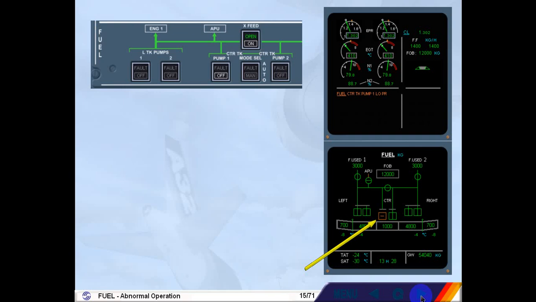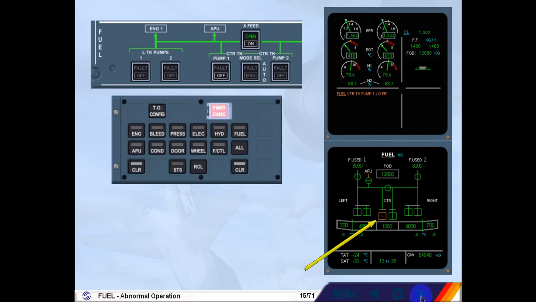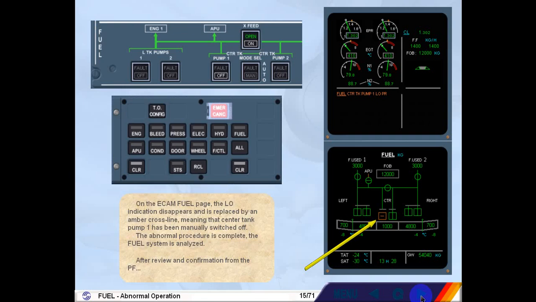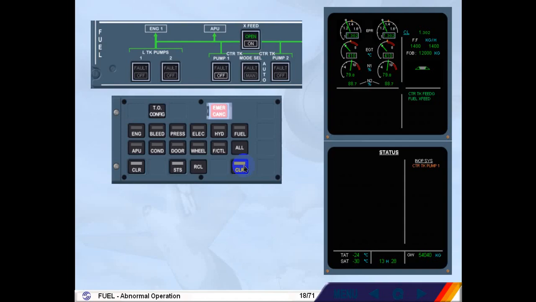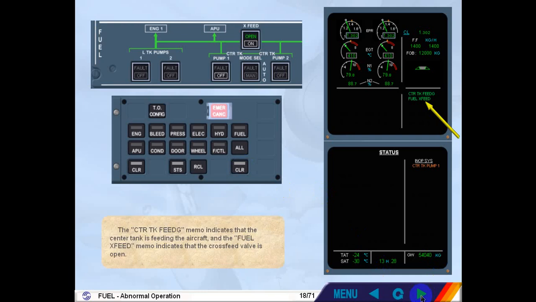The fuel system is analyzed. After review and confirmation from the pilot flying, clear fuel. The center tank feeding memo indicates that the center tank is feeding the aircraft, and the fuel cross-feed memo indicates that the cross-feed valve is open.